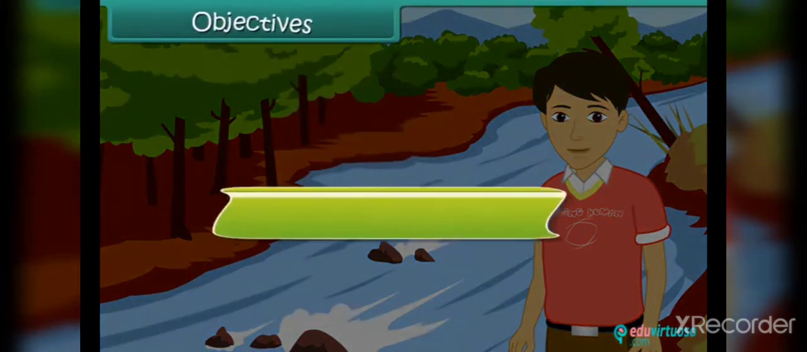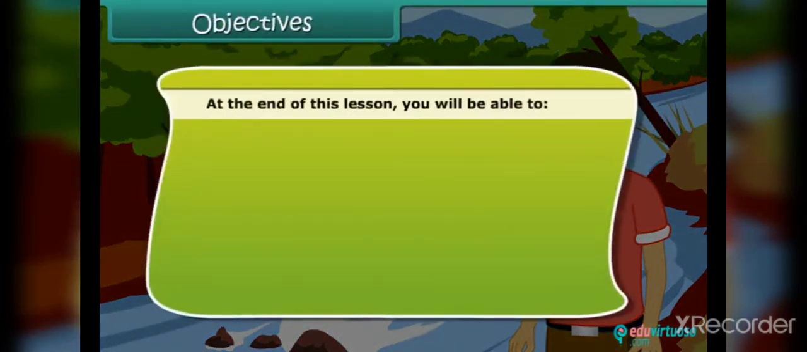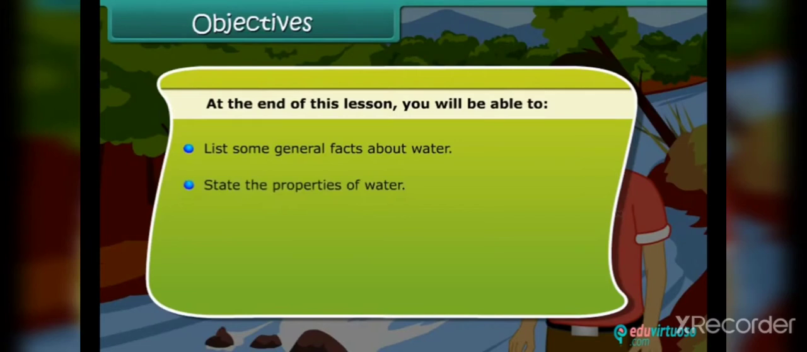Objectives. At the end of this lesson, you'll be able to list some general facts about water, state the properties of water, list the uses of water, and explain the concept of water cycle.